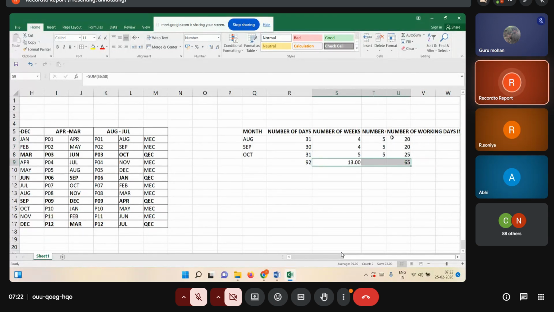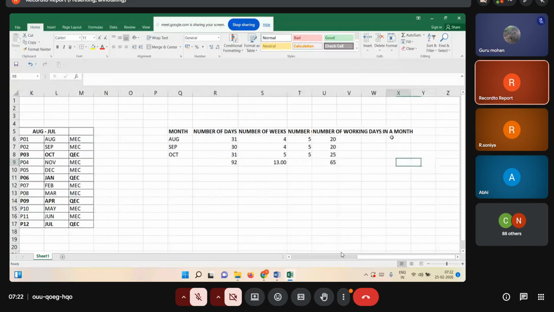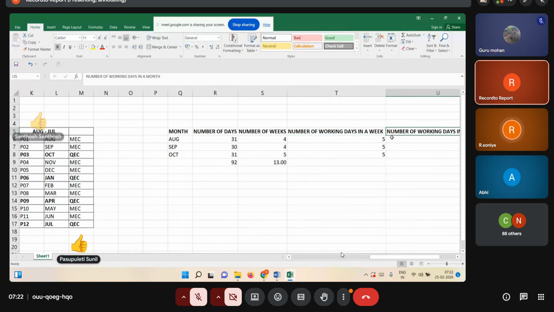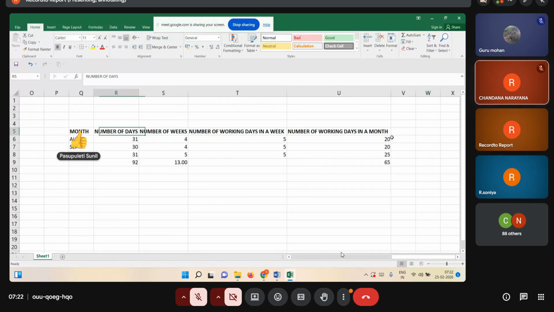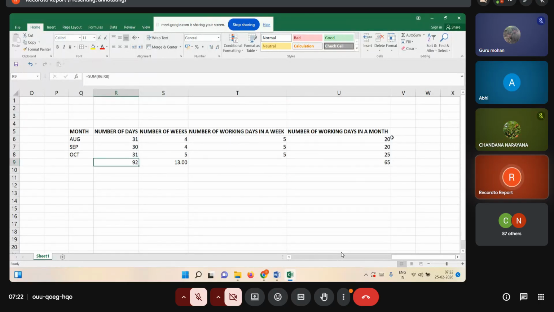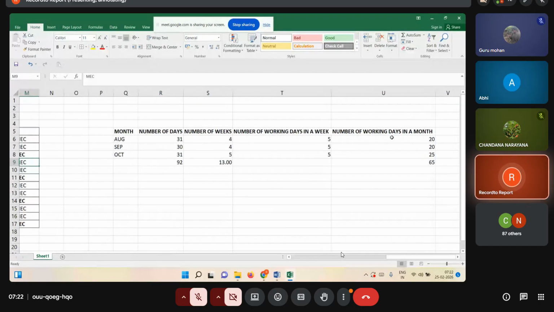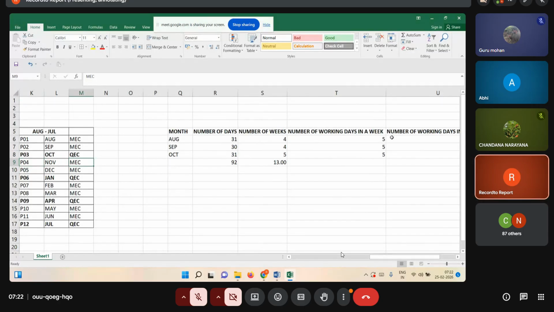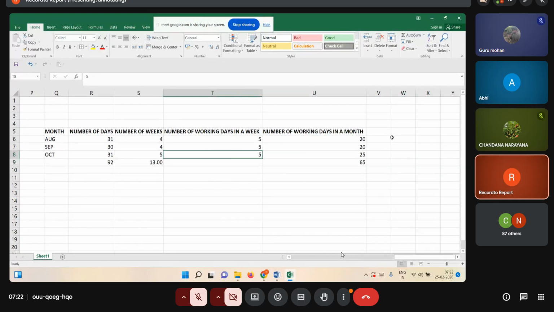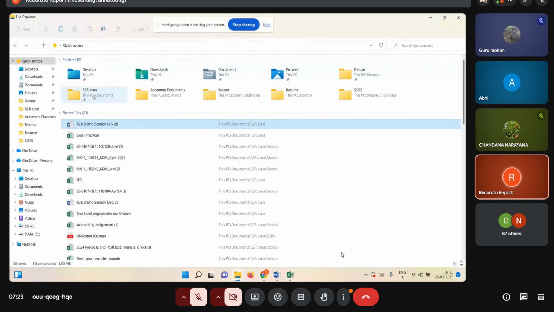Guys, still now here clear? Any doubts? Understand? It's clear? Okay, so 65 working days and 13 weeks. Saturday, Sunday will not be counted for the working days list, guys. So let's see how the financial calendar looks in real time, guys.